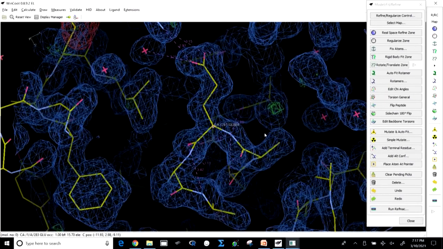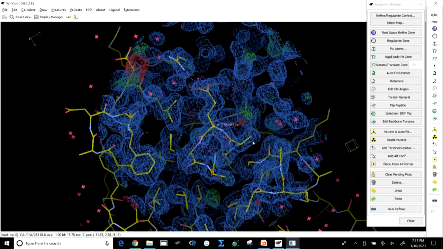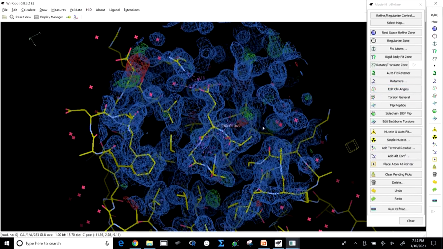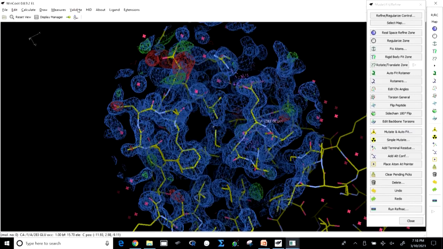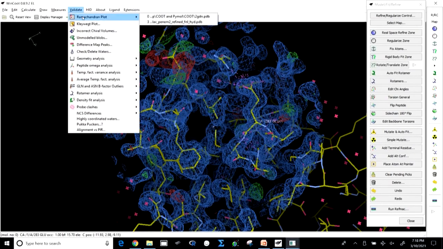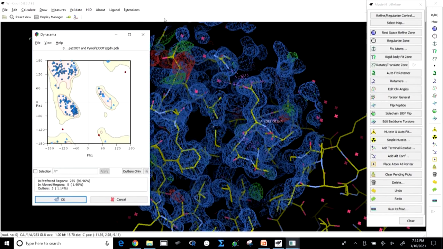So, we have shown some of the changes, some of the factors like mutation, deletion of water molecules, alternate conformation, rotamer and all these things. We could also do other related things like edit backbone torsion angles, you could edit the chi angles, the side chains, and all this you could perform. Also, as I talked about, there are validation softwares. So, you could just go to validate Ramachandran plot of the 2GDN.